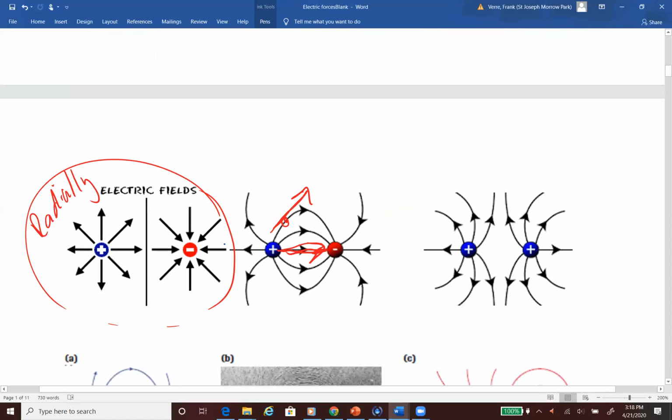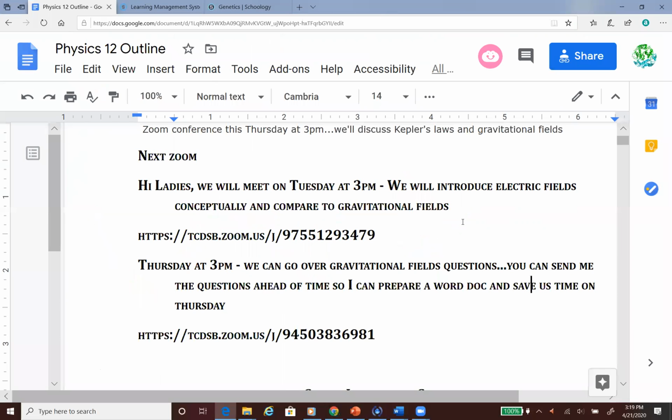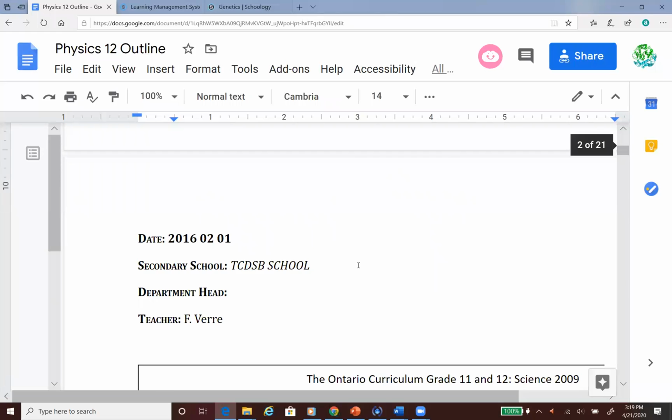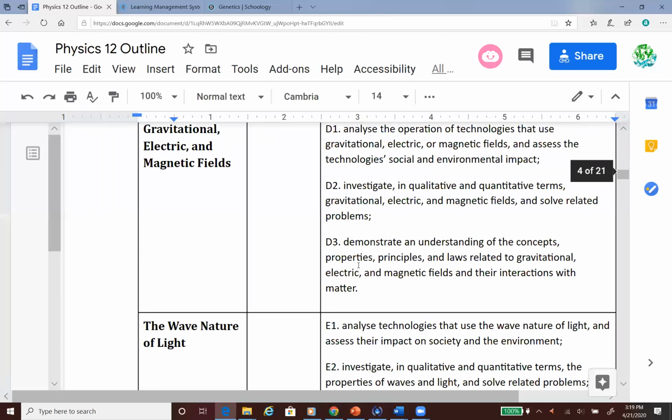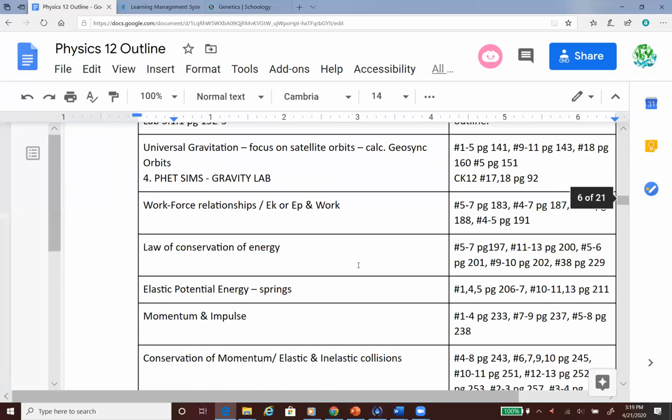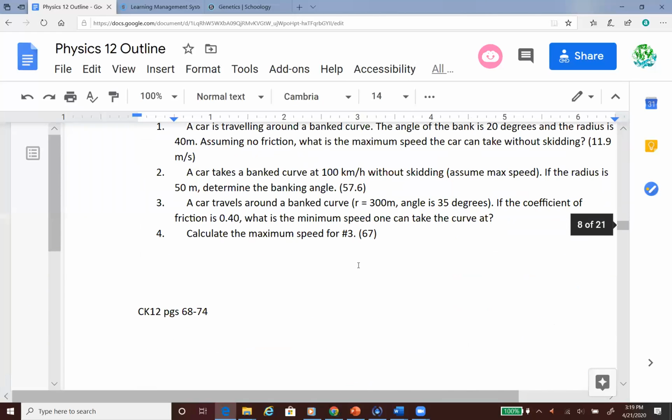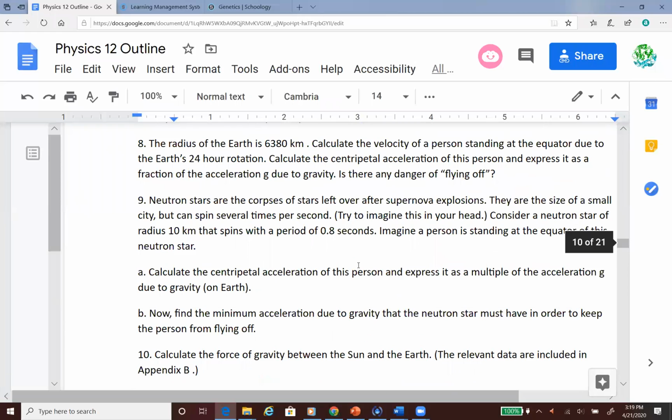Here are just some examples. This is what happens when you have the field lines from a positively charged object and a negatively charged object near each other. This is the pattern that you would get. You're going to get a chance to actually make some of these. I set up a bunch of activities that you can try. Let me just scroll all the way down.